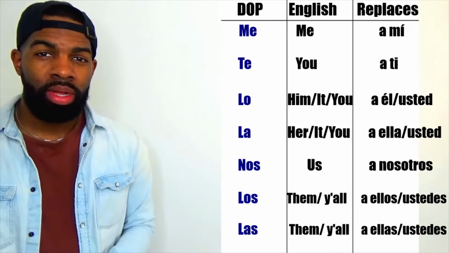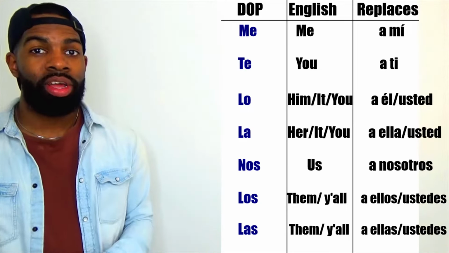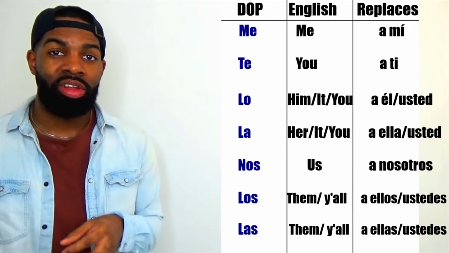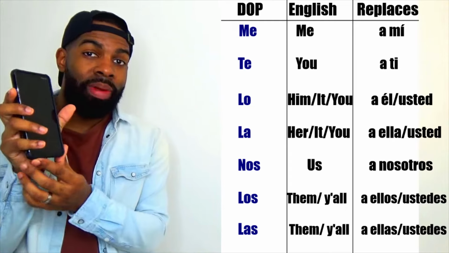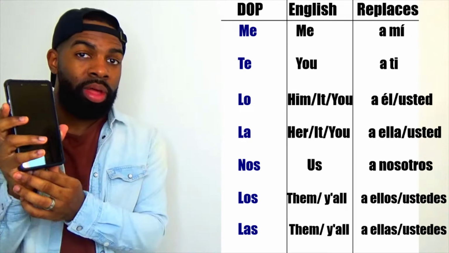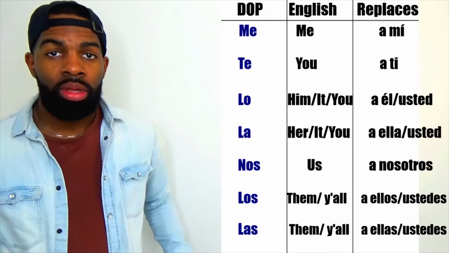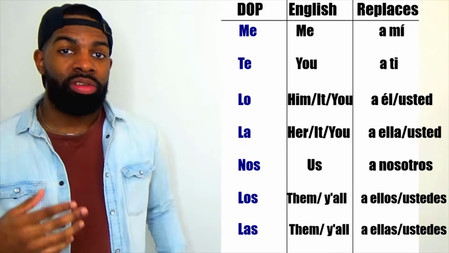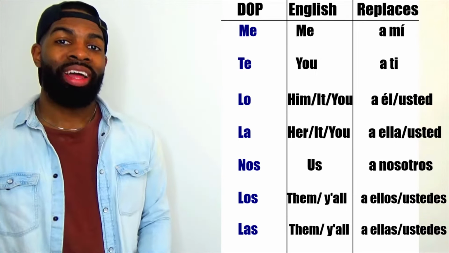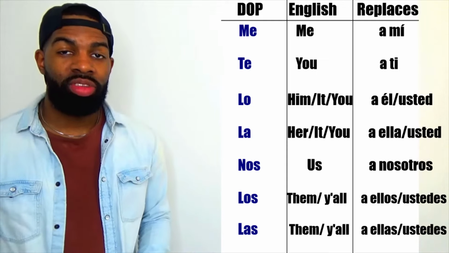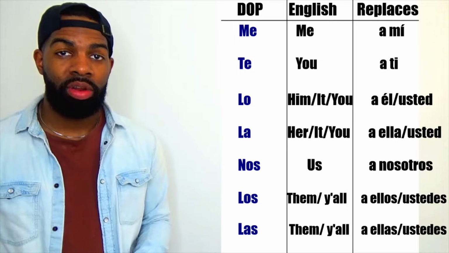Then we have lo and la. Lo is the singular masculine form for him, or it can be it if the object is singular and masculine. For example, el celular is singular and masculine, so I can replace it with lo, and that will mean that I'm saying it. Or if I'm talking about my brother, mi hermano, then I can replace mi hermano con lo. If we're talking about her or a feminine object, then we will say la, referring to it. So it's a singular feminine form of the direct object pronoun.